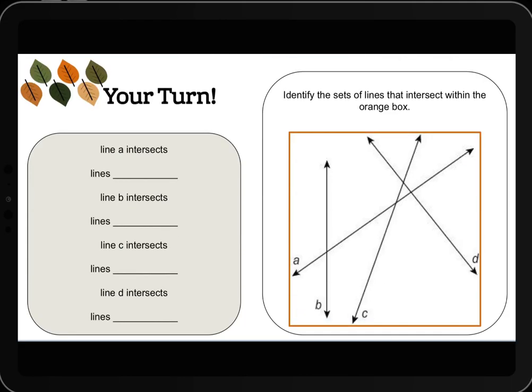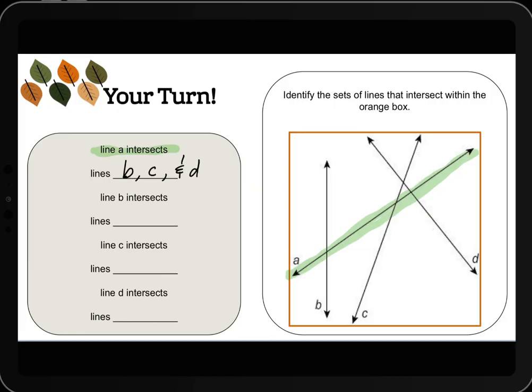So here's another problem where we just want to identify the lines that A intersects, for example, or B, C, and D intersect. So when we look at this, we want to first define the lines that intersect A. And so A is this line right here, as we can see. And we see it intersects 3 different lines, right? We can see that it intersects line B, C, and D. It actually intersects all 3.